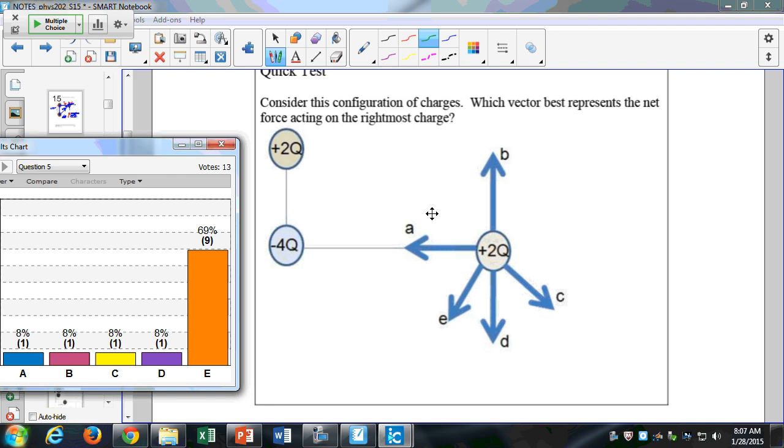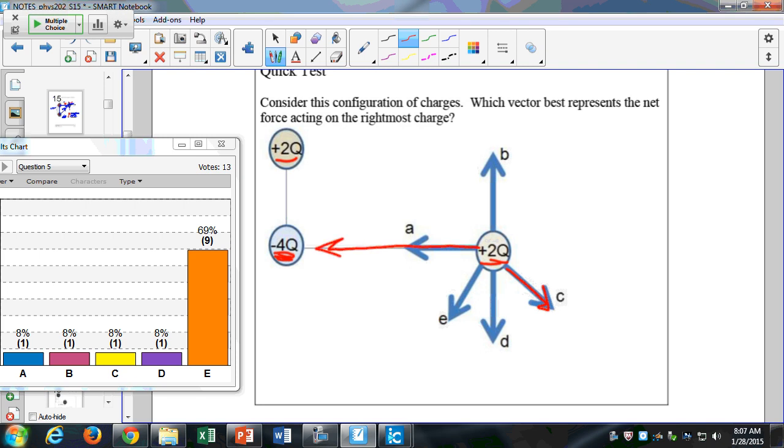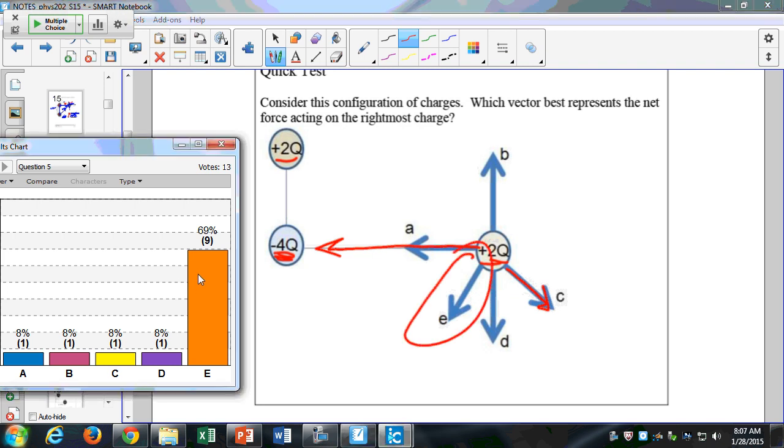Let's see, so you just want to draw your vectors. These two charges are going to be repelled in that direction, but these two charges are going to be attracted by a greater amount for two reasons. One, this 4q charge is bigger, and these two charges are also closer. So my second vector will look like that. If I add up those vectors, I'll get something right here. E is the right answer.